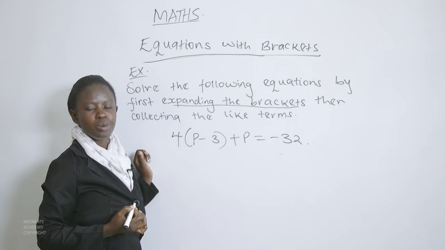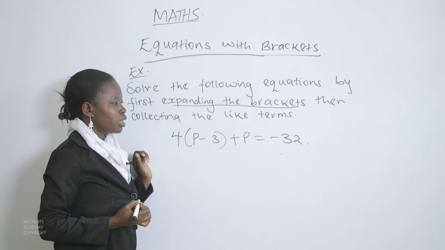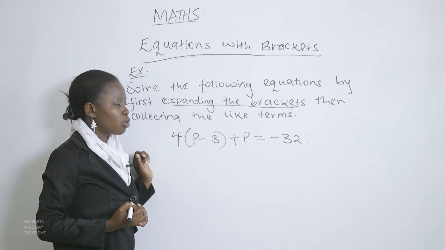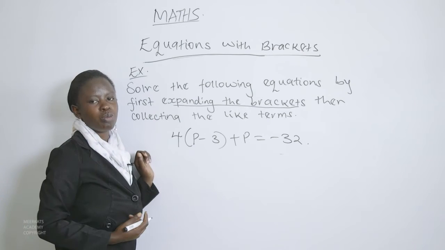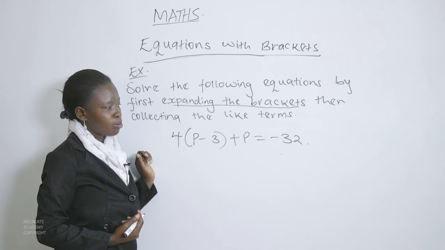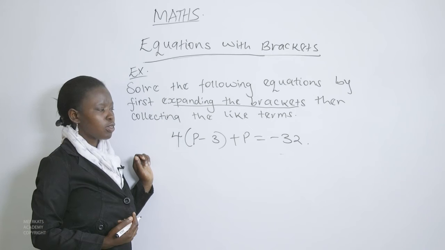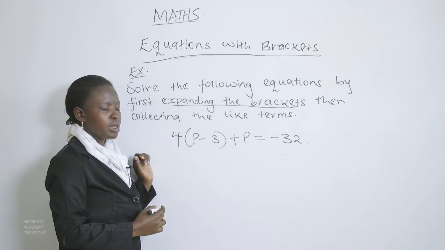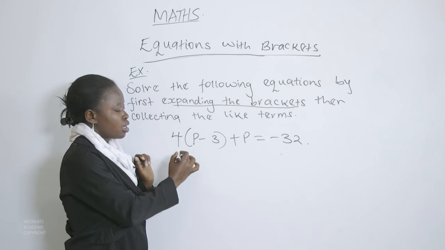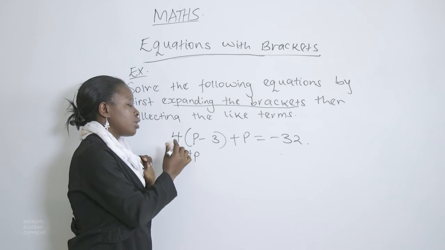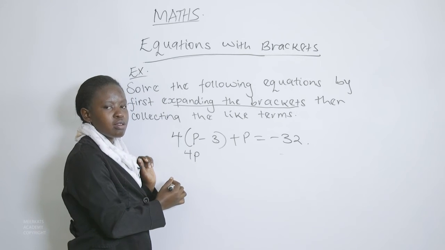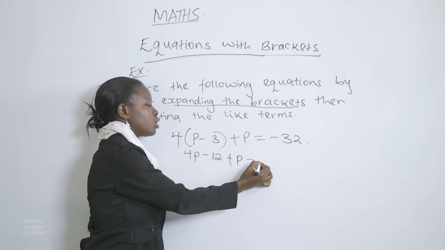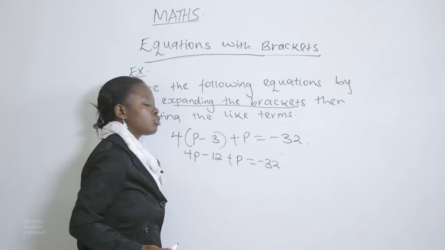So another equation that we need to solve, expand, collect the like terms, and solve for the value of our pronumeral is 4 into p minus 3, then plus p is equal to negative 32. So this means that I multiply 4 with whatever is inside the bracket, so that I have 4 times p is 4p, then 4 times 3 gives us 12, so minus 12. Then plus p will be equal to negative 32.